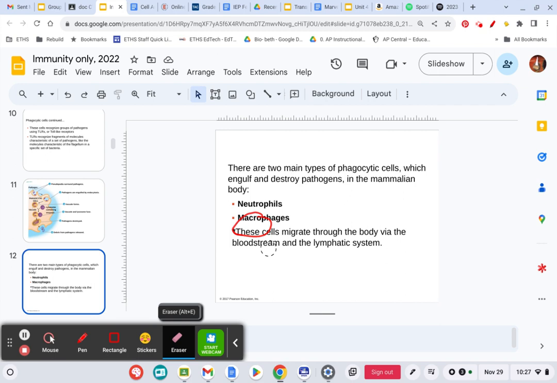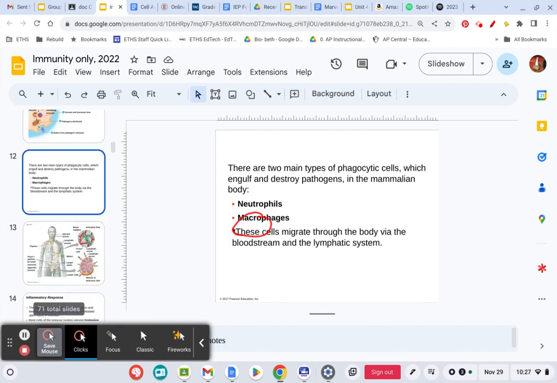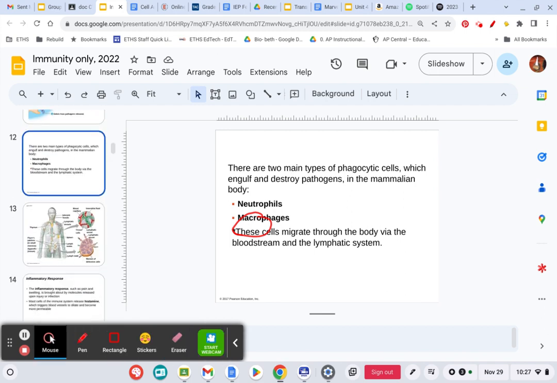There are two main types of phagocytotic cells that will engulf and destroy pathogens: neutrophil cells and macrophages. So macrophage, that's the word that was in that picture that I showed you with that big white thing that was engulfing that green pathogen. These guys live in both your bloodstream as well as something called the lymphatic system. I don't know if the notes in here are going to talk about the lymphatic system. They should. Oh, perfect. That's exactly what I wanted.